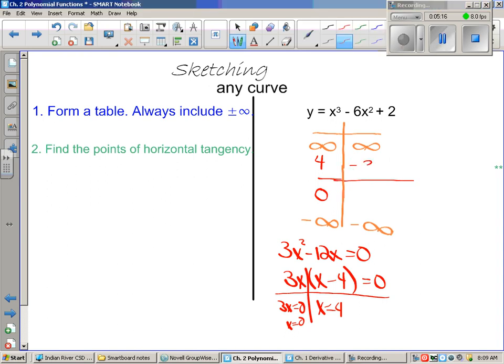So that means we're going to put negative 30 right in here. In the same way, we're going to plug 0 into the equation. So I would have 0 cubed minus 6 times 0 squared plus 2. Hopefully this didn't take you too long to figure out that that's 2.